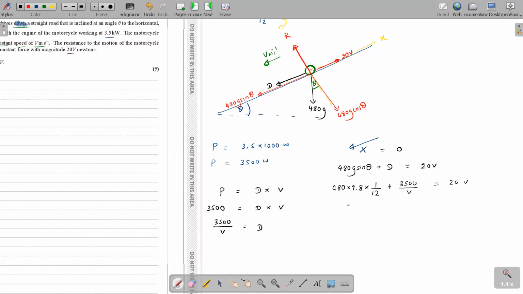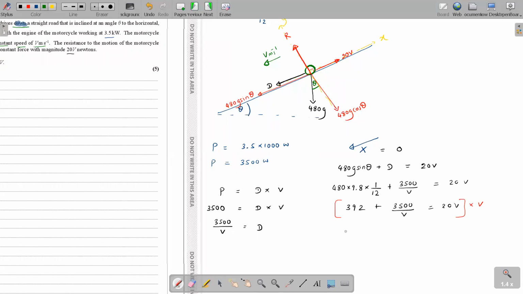392 plus 3,500 over V equals 20V. Okay. Now what's the next best thing to do here? When you get a V in your denominator, the best thing to do is what? V is there in the denominator, and we really don't want that. So I want to see all my unknowns in my numerator. So I'll multiply the whole equation with what? V. Exactly.